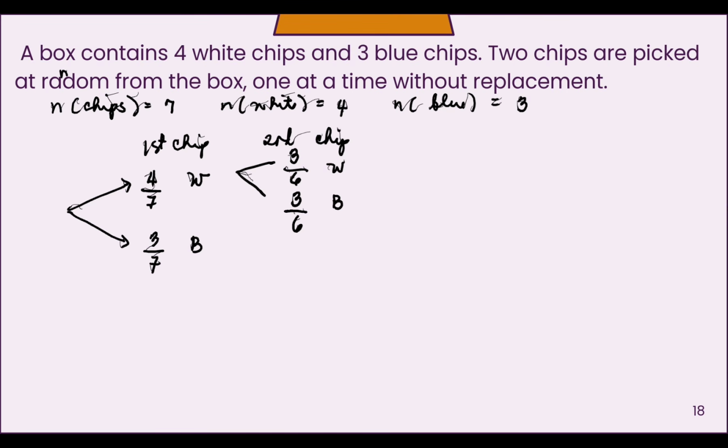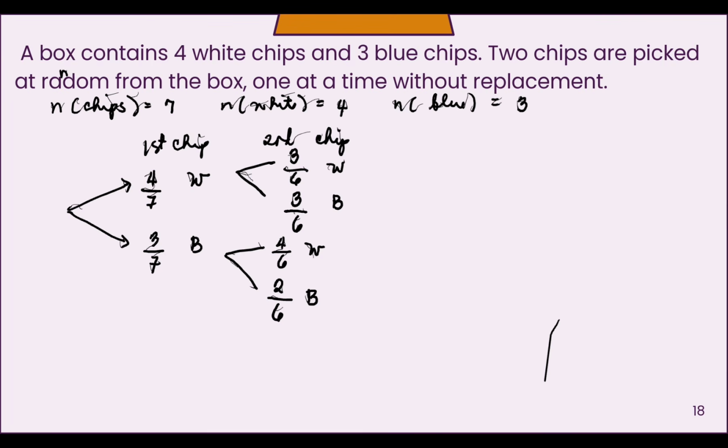Now, if your first chip was black, in the second chip, what is the probability that you will still have white? Remember, black has been taken out, therefore, the white are still complete, so you have 4 out of 6. This is for the white. And since 1 black has already been out, that would mean to say that less 1, there are only 2 blue chips in the box. Therefore, you have 2 out of 6, considering that 1 has been taken out. This is for the blue chips. Okay?